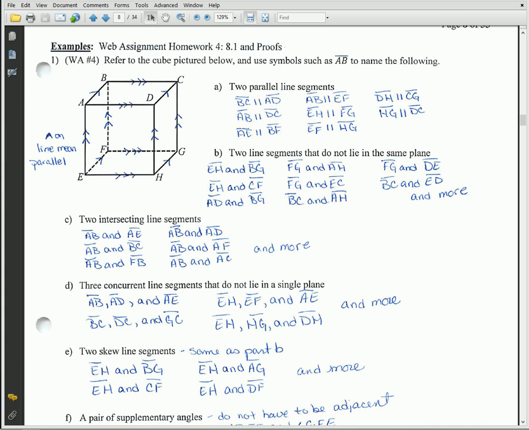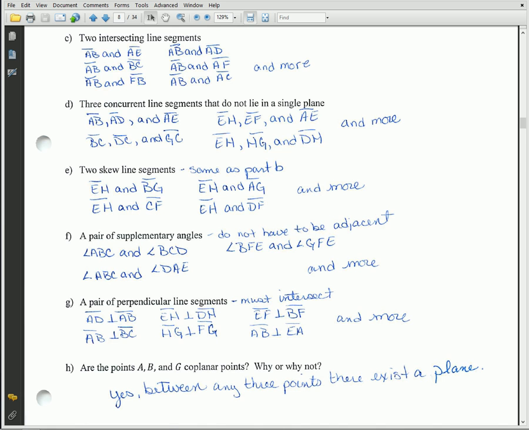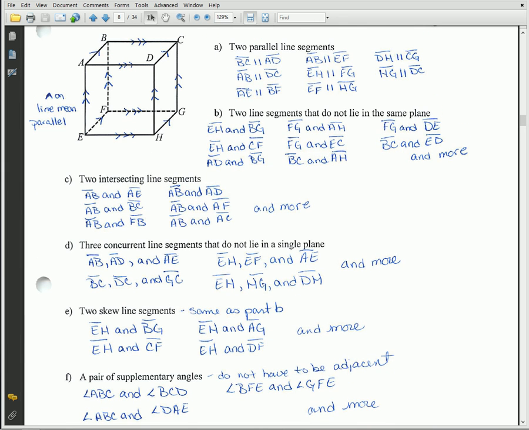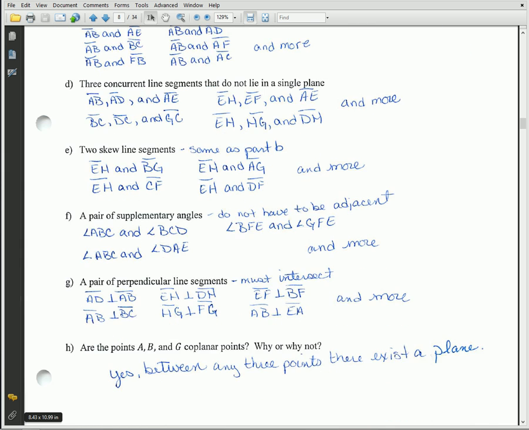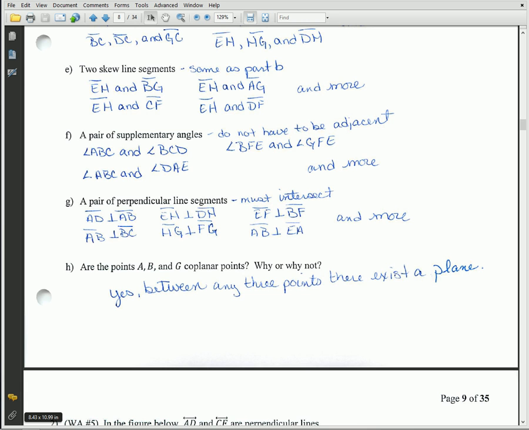Real easy. A pair of supplementary angles. This is a cube. All of the angles are 90 degrees. So angle EAD is supplementary to angle EHD. Those are both 90-degree angles. They are not, however, adjacent, but they are supplementary. A pair of perpendicular line segments. AB is perpendicular to AD. And are the points A, B, and G coplanar? Yes, because between any 3 points, there exists a plane.